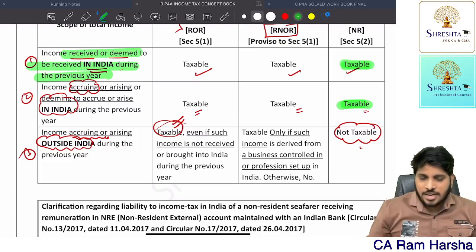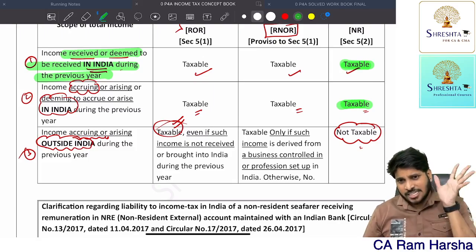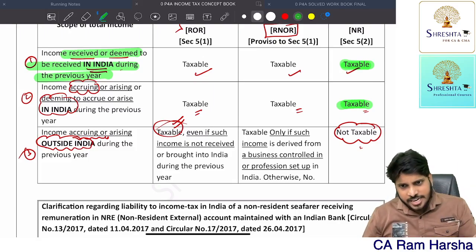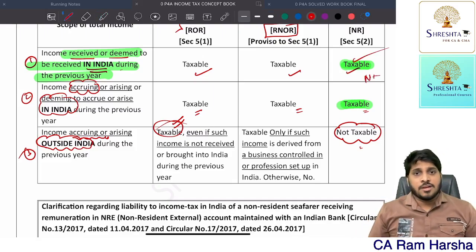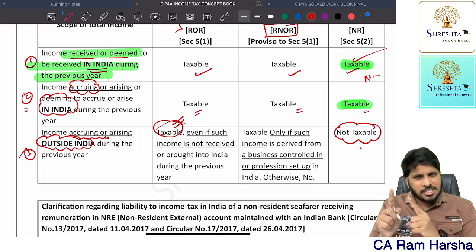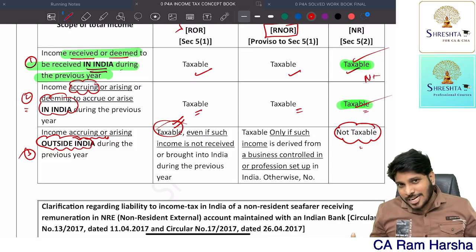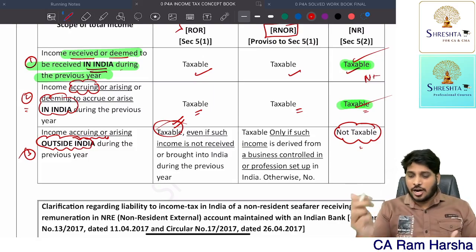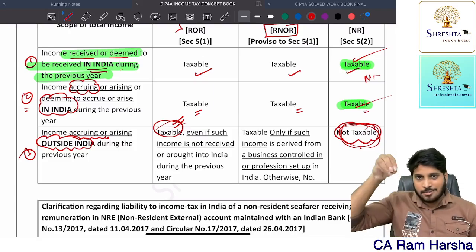For a non-resident, we tax an income based on receipt. If it is not received in India, not taxable. If it is received in India, taxable. Not received in India, then we apply the second one for the non-resident: is the source in India? If yes, then taxable. Sir, source is also not in India. Received is not in India, source is not in India. Then it is not taxable at all for a non-resident. Income is not in India.